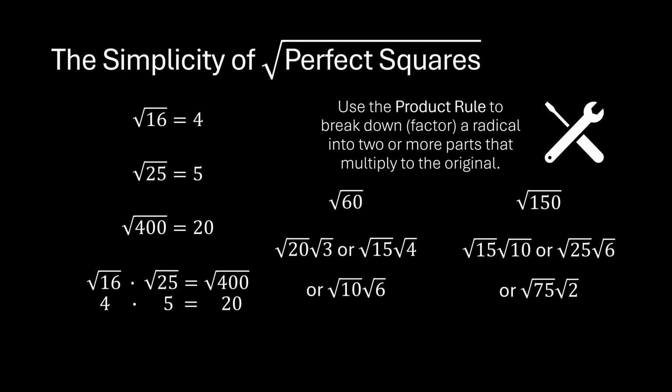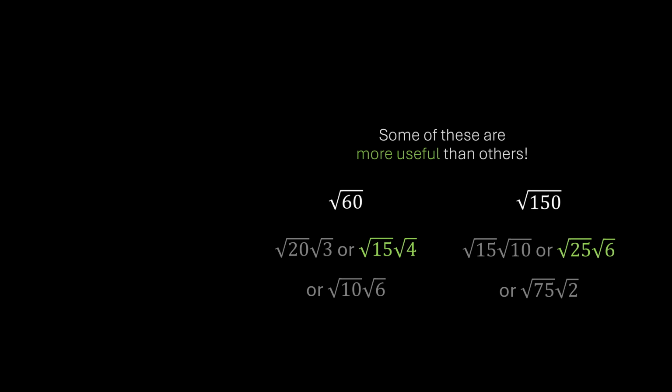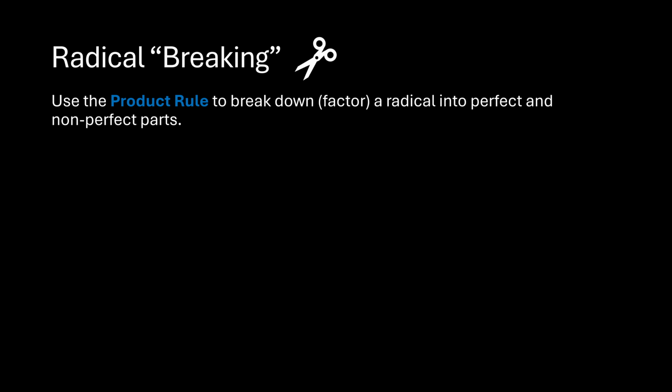But the product rule has some more useful answers than others. If we look at square root 60, square root 15 times square root 4 is more useful than the others. Well, why is that? Let's look at our next fact.